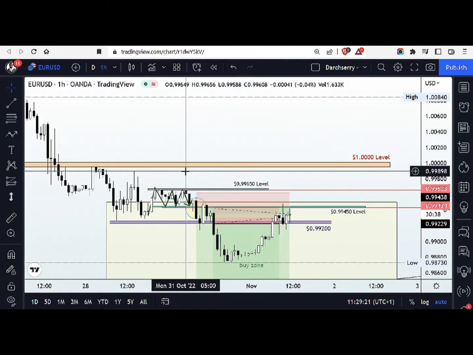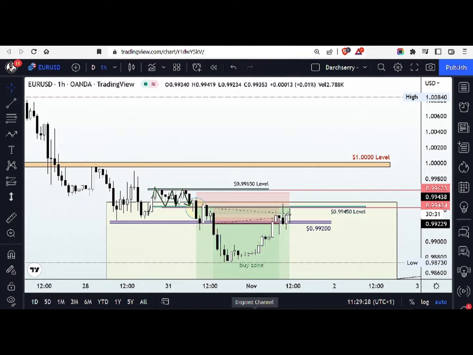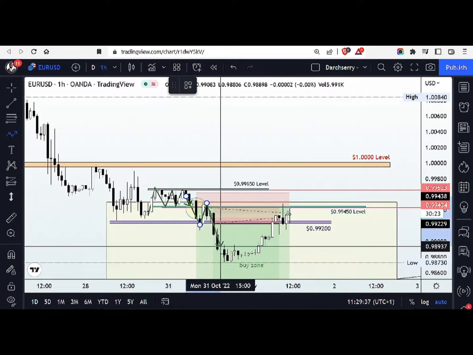So what we did yesterday was that we looked out for either a breakout or breakdown of a structure, and the latter was what happened as we saw the breakdown of that structure at the 0.99450 retest of structure therein, and we joined the decline to the downside around that area.